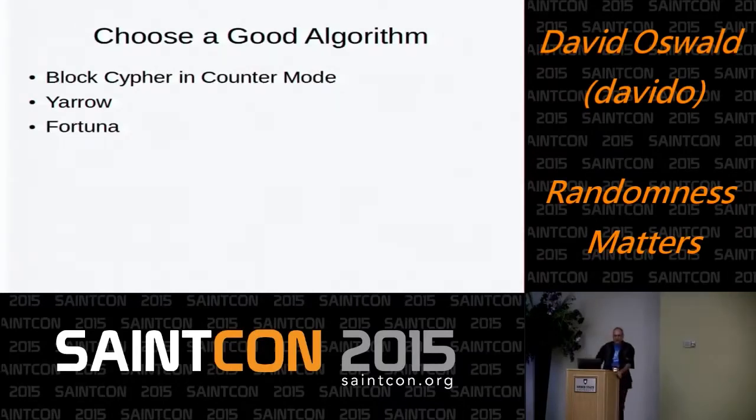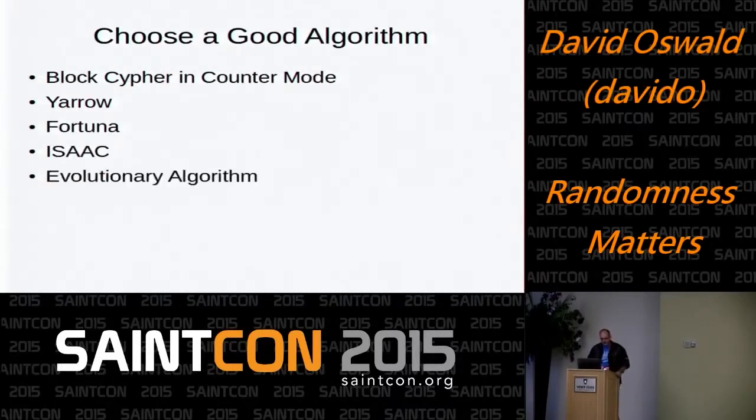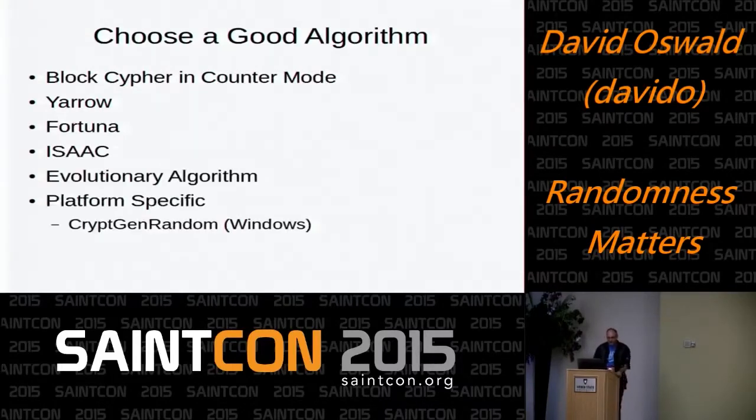These are cryptographically secure random number generators. Isaac is the one that I mentioned earlier, an evolutionary algorithm. And then there are platform specific ones, such as, starting with Windows XP and beyond, CryptGenRandom, which is cryptographically secure.